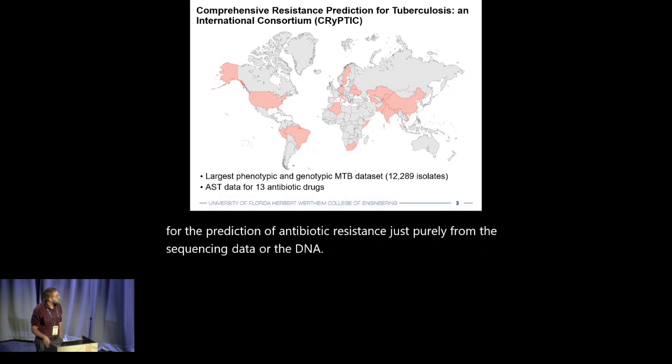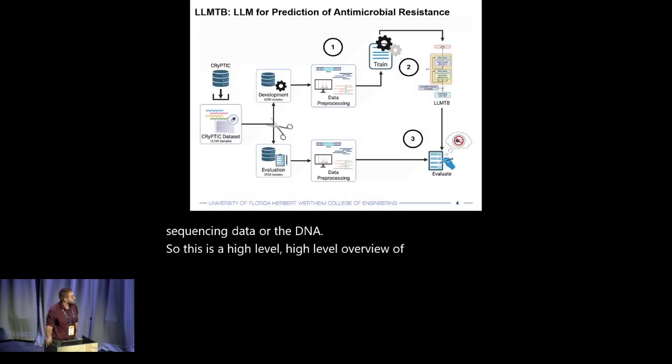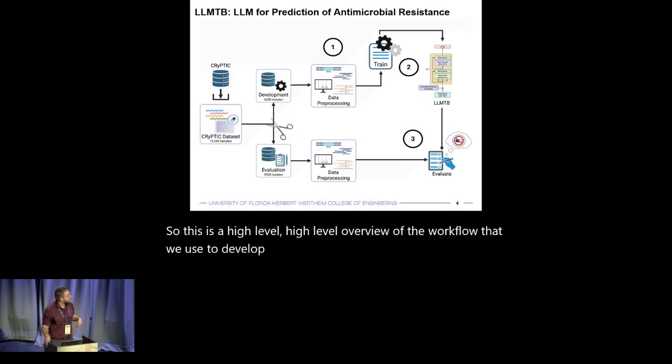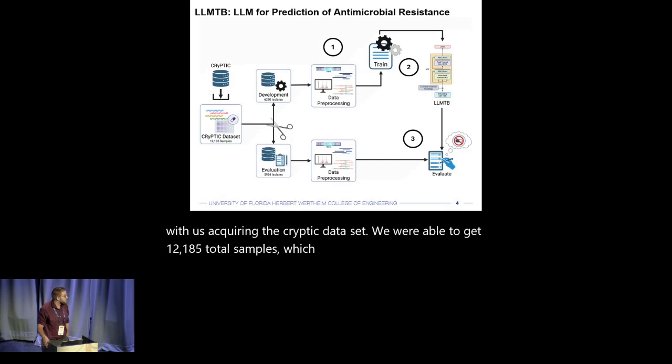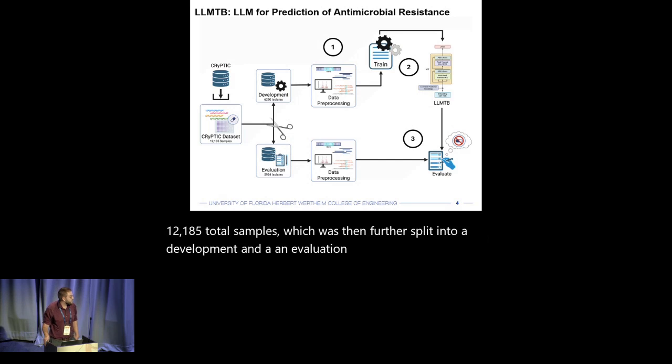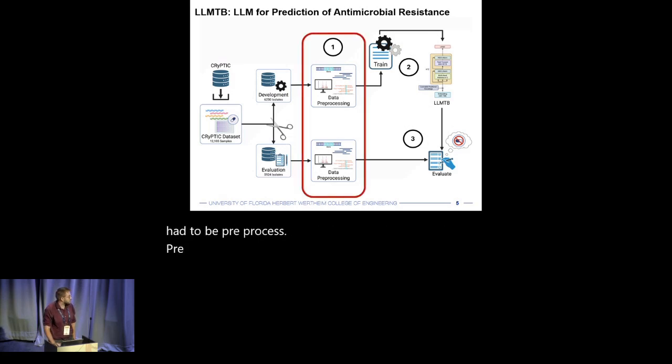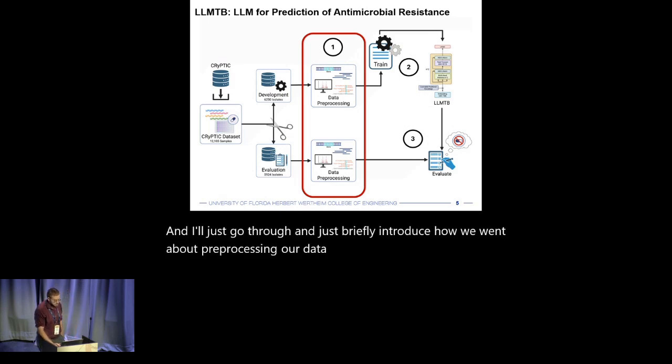This is a high-level overview of the workflow that we used to develop and evaluate our model. It started off with us acquiring the CRyPTIC data set. We were able to get 12,185 total samples, which was then further split into a development and an evaluation set. However, before we could use this data to train or evaluate our model, it had to be pre-processed. So that's the first step here, and I'll briefly introduce how we went about pre-processing our data for use with the large language model.